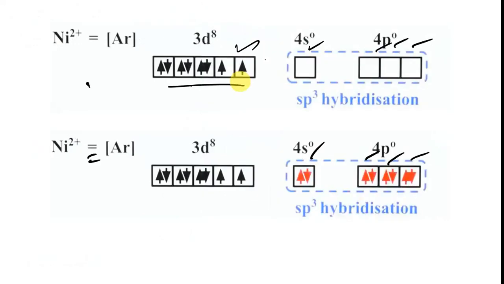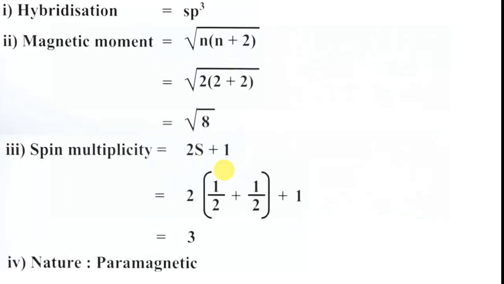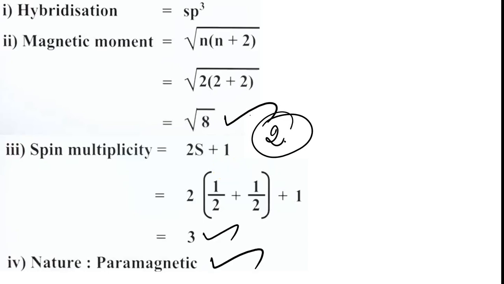How many unpaired electrons are there? There are two unpaired electrons in the d orbital. Magnetic moment is equal to root of n into n plus 2, where n is the number of unpaired electrons. So n is equal to 2 here. 2 into 2 plus 2, that is √8. Right? And spin multiplicity, how many electrons are there? 2 electrons are there. So 2 into half plus half is equal to 1. So 2 into 1 is equal to 2, 2 plus 1 is equal to 3. And the compound is paramagnetic. Finally, the nature of the compound is paramagnetic.